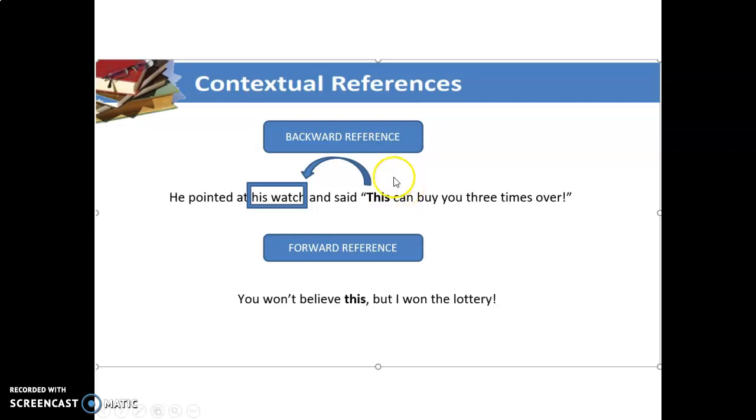The second type is forward reference. Look at this example. "You won't believe this, but I won the lottery." So what does this refer to in this text? Yes, I won the lottery. And as you see, this is a forward reference because the reference comes after the referent.